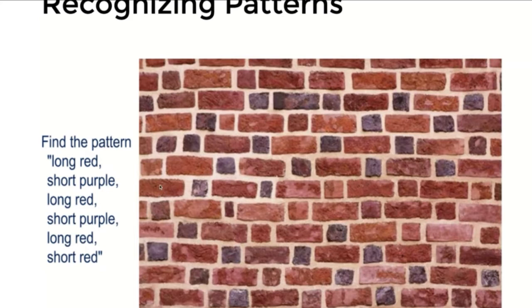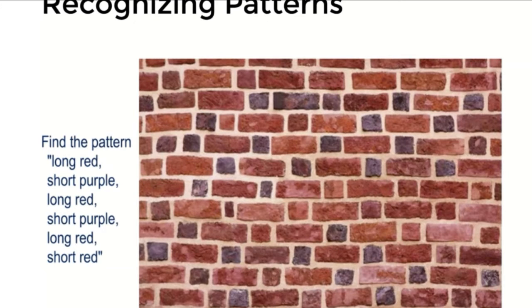So here we go. We have a long red, short purple, a long red, a short purple, and then a long red and a short red. There we go. So that's a time when we recognized and found that pattern. So this process where we define a pattern and then we scan over some data saying is there a place where that pattern shows up is a really important operation.